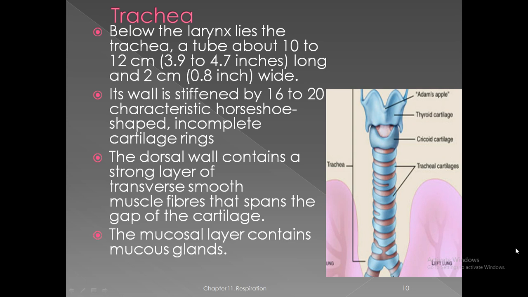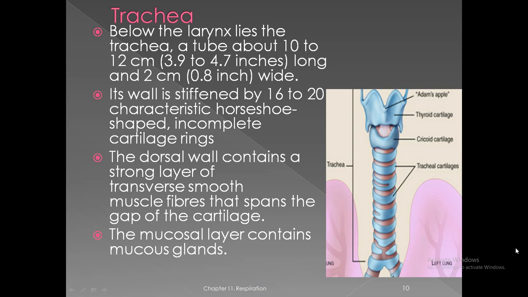Then the larynx leads into the trachea. The trachea is a long tube about 3.9 to 4.7 inches long, or 10 to 12 centimeters long, and 2 centimeters or 0.8 inches wide. It consists of 16 to 20 characteristic C-shaped or horseshoe-shaped incomplete cartilage rings. Cartilages are soft bones which are present in the trachea. You can touch your trachea if you touch your throat.